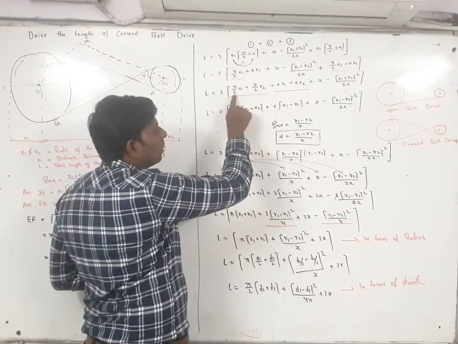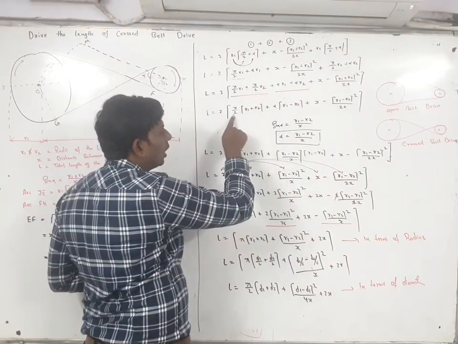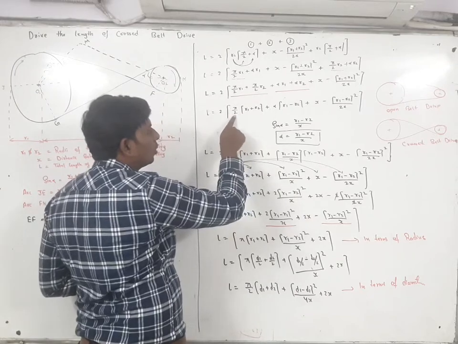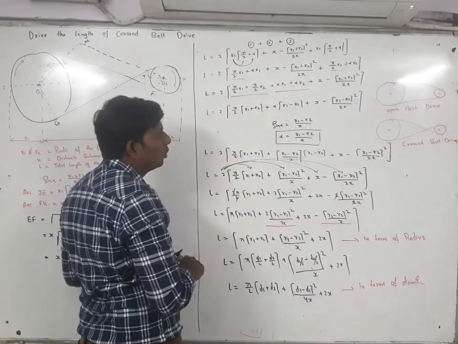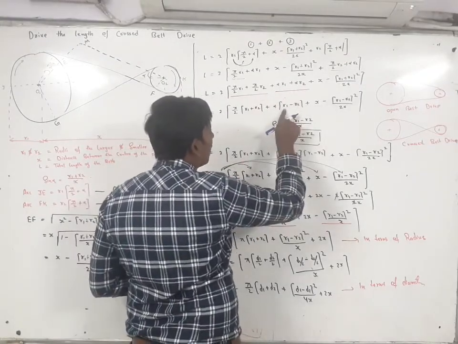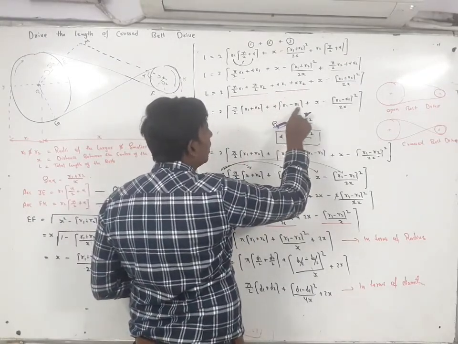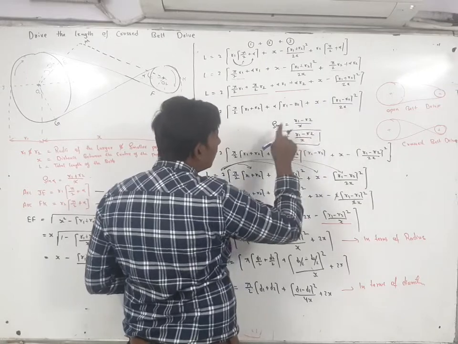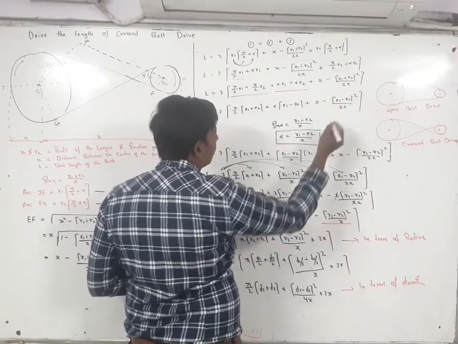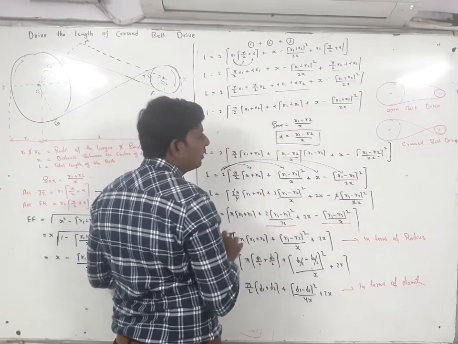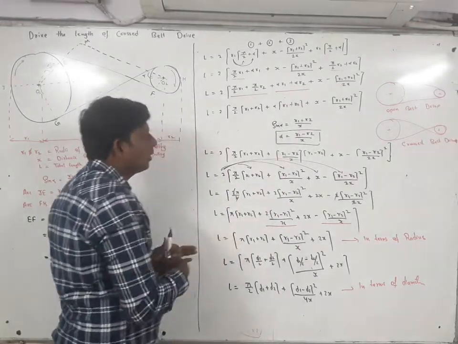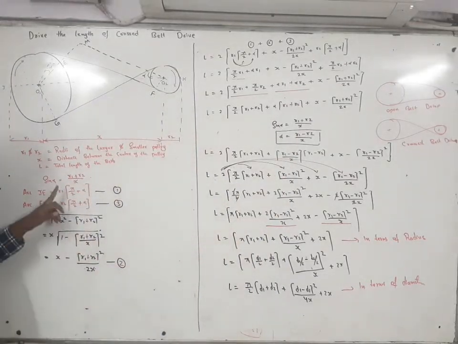If you observe here, pi by 2 is there and here pi by 2 is there. Can you take the pi by 2 common? If you take the pi by 2 common, this is R1 and this one is R2. If you observe here, R1 is there and here R2 is there. Take this one as it is. Then the next one is sin alpha is equal to, what is the next one? Sin alpha is equal to R1 plus R2 by X. From where did you get it? From here you got sin alpha is equal to R1 plus R2 by X.